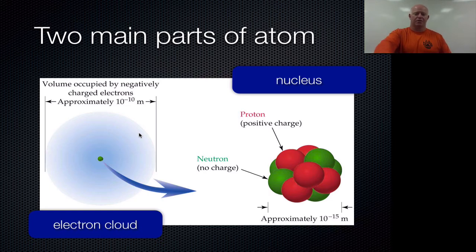So if you take a look, the size of the actual atom itself is around 10 to the negative 10th meters, okay? So we're talking about a tenth of a nanometer here. We're talking about a tiny, tiny size. However, the size of the nucleus is 10 to the negative 15th meters, okay? So you're off by a factor of 100,000 here. So imagine if you wanted to draw the atom, you'd have to draw the diameter of the cloud, and the dot on the inside would have to be 100,000 times smaller, okay?